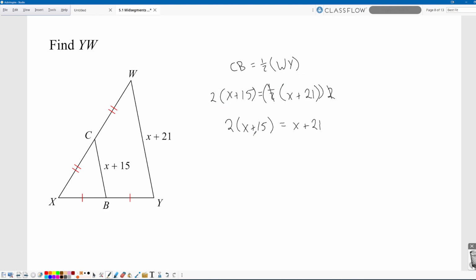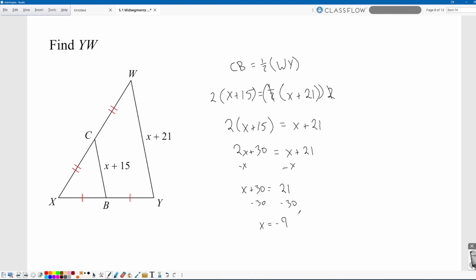Now I have the 2 over here, but that's fine because now I can actually distribute this through and get 2x plus 30. And I'm much happier dealing with that than dealing with x over 2. And so now I just have an equation that I'm going to solve, so I'll subtract x from both sides of our equation. We get x plus 30 is equal to 21. Subtract 30, and you get x is equal to -9.